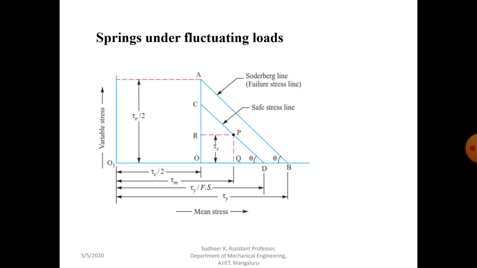Similarly, we have to consider one more expression, the torsional shear stress amplitude, or torsional stress amplitude, denoted by tau a. Here we have to consider the effect of stress concentration due to curvature in addition to direct shear stress. That's why you have to use the Wahl factor, Ks into Kc into 8 F, where F is replaced by Fa, the amplitude force: 8 Fa into D divided by pi into d cube.